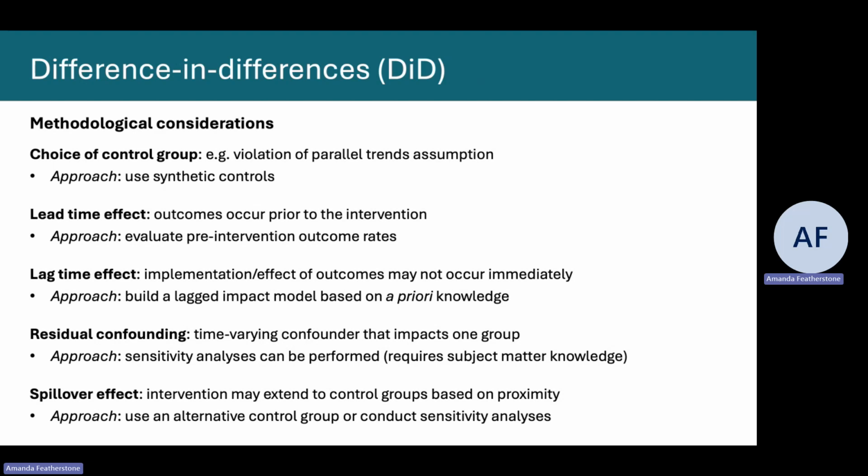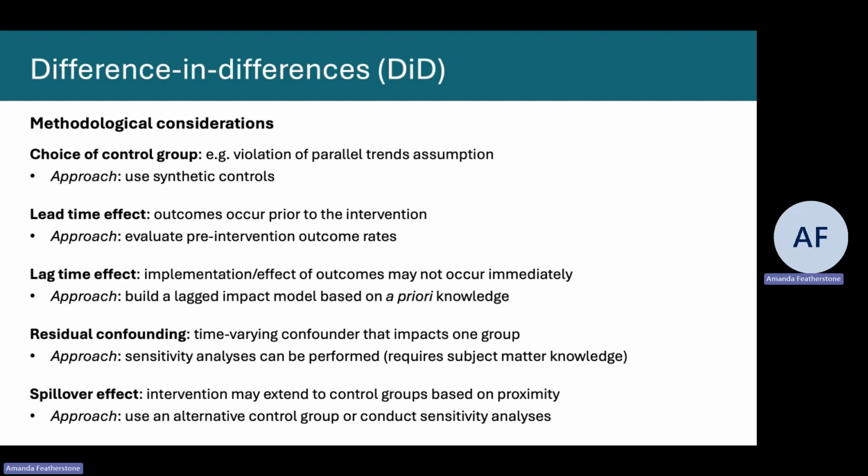One could also be considering whether there may be a lead or lag time effect. In a lead time effect, we may see outcomes happening prior to an intervention, and this would be evaluated by looking at pre-intervention outcome rates. And in a lag time effect, this could occur when the implementation or effective outcomes may not occur immediately. In the example of HPV-related cancers, it would be several years before the cancers would appear. So we would see a lag time before the effect on HPV-related cancers would come into play. To mitigate a lag time effect, or account for it rather in your analysis, you could build a lagged impact model.